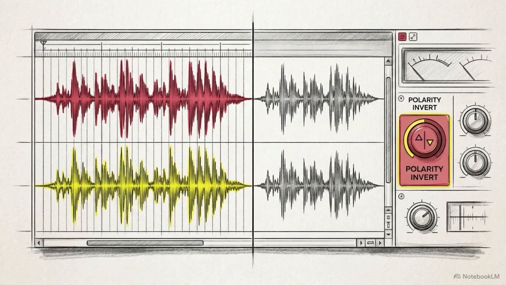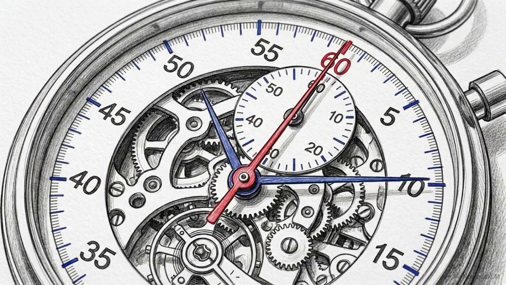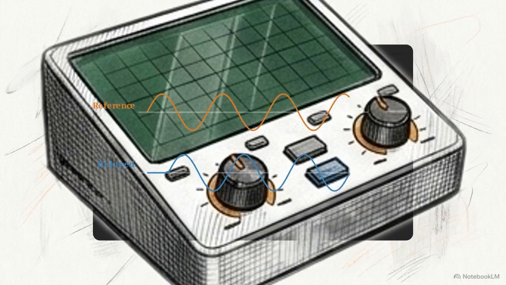People often confuse phase with polarity, but they are distinct concepts. Polarity simply flips a wave upside down, turning positive pressure into negative. Phase, however, is a measurement of time. It refers to the tiny delays that happen when one signal arrives slightly later than another.